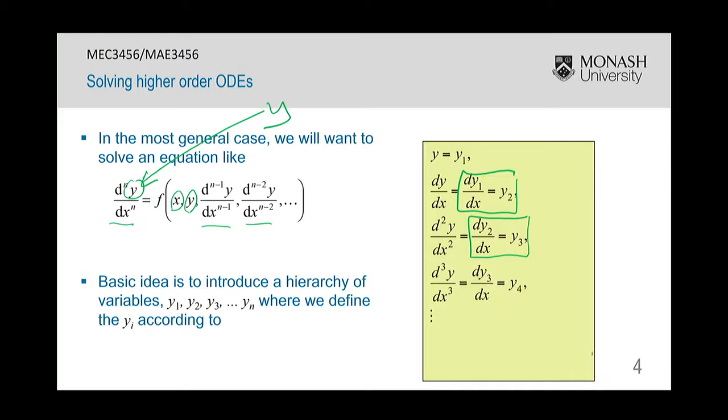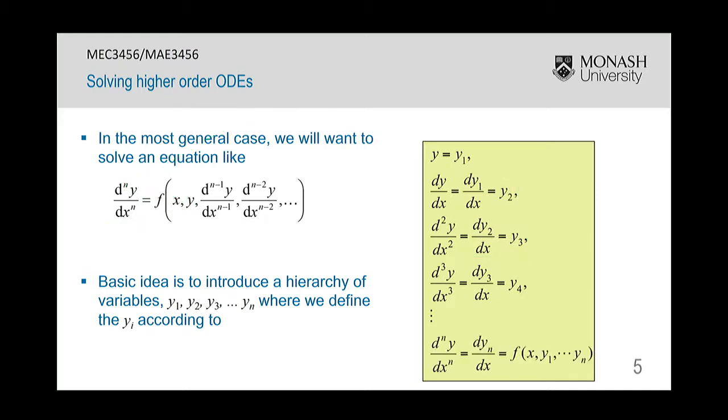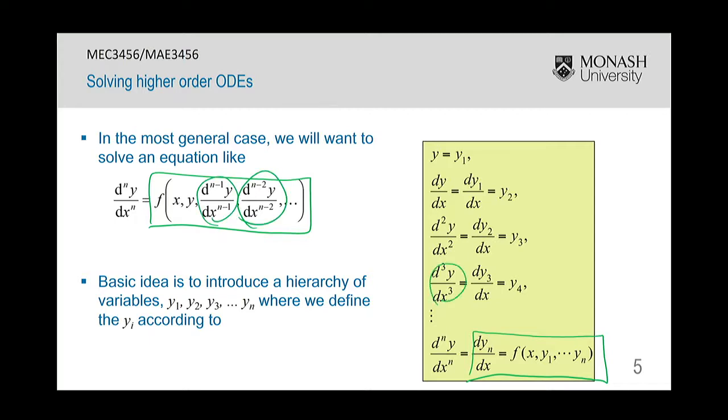So the third derivative is equal to dy3 dx, equal to a new variable, y4, until finally we get to the bottom, and we can see that the nth derivative of y is going to be equal to d by dx of yn, where that's a new variable that we've just introduced, and that is going to be equal to the right-hand side of the original equation, but now we replace all of these derivative terms with these terms that we've calculated here.